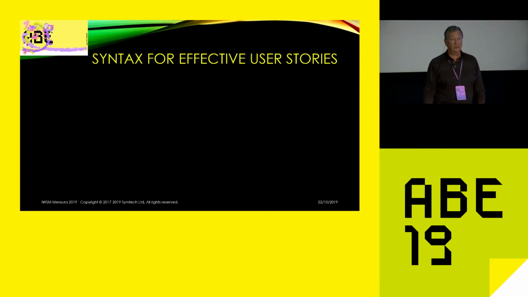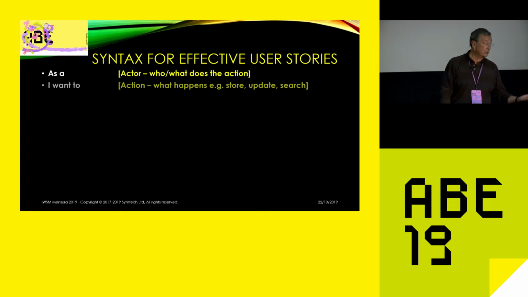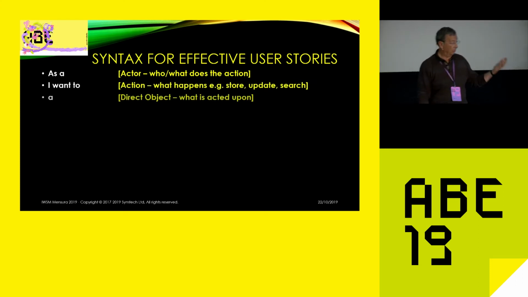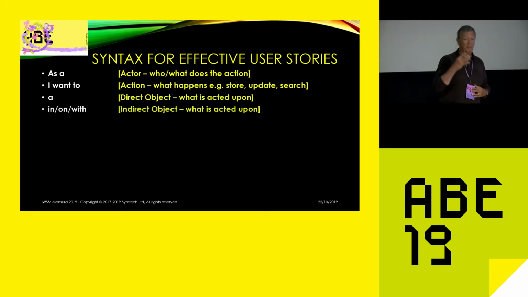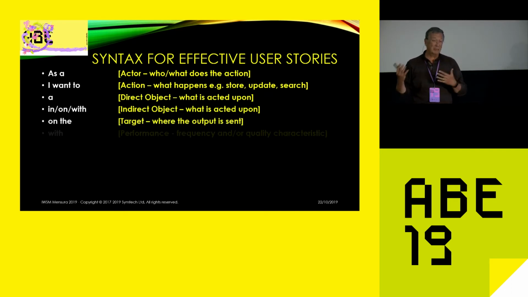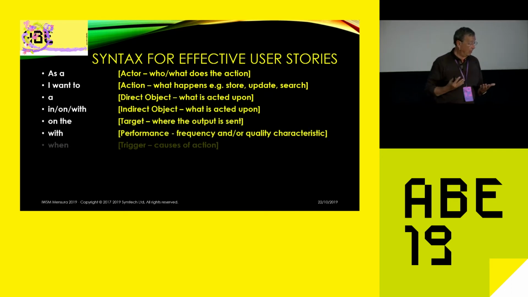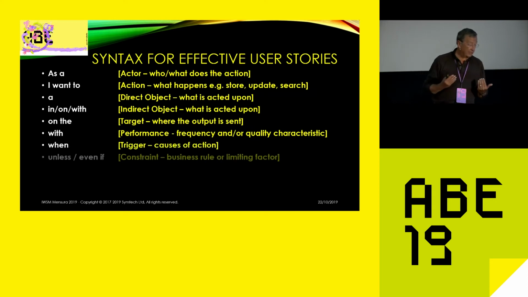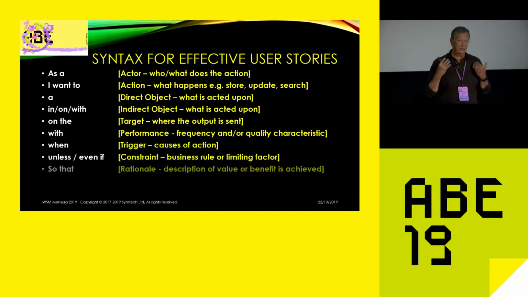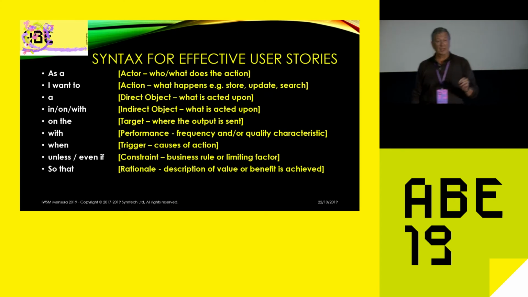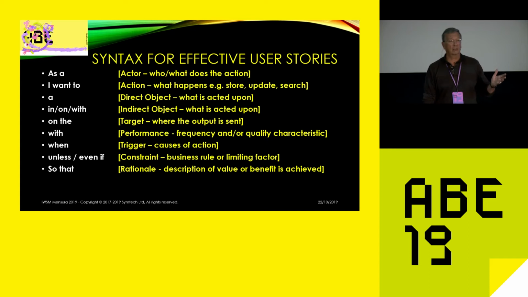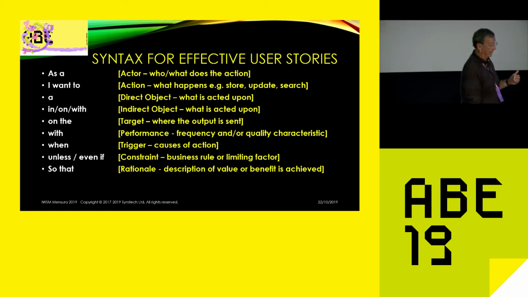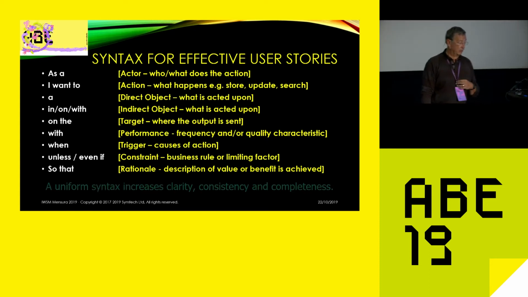So, syntax for user stories. This is the one I happen to use. As an actor, I want to do something on a particular object, on or with some indirect object, with a target, maybe with an event to trigger us, and eventually the very important thing at the bottom, so that the rationale. Why is it we want this user story? What is the value that we're going to deliver as a result of implementing it?